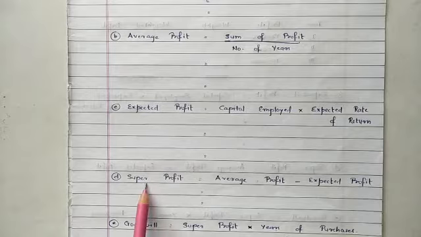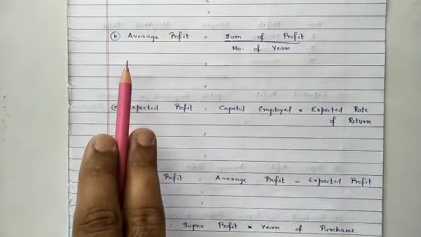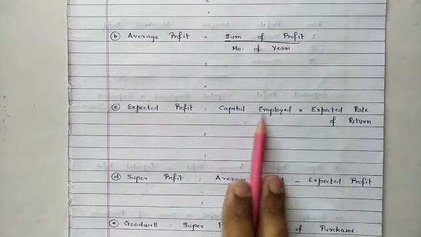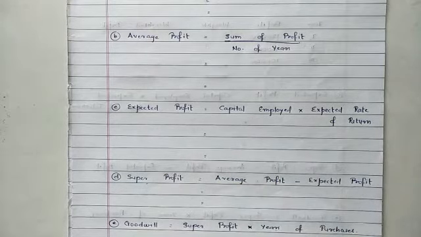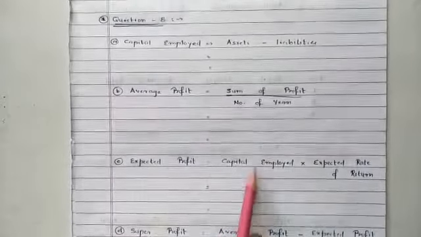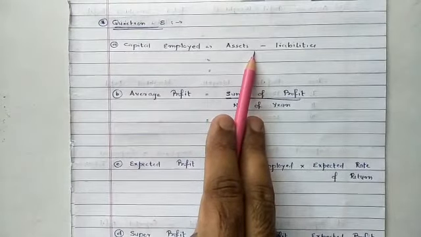How to calculate super profit? It is equal to average profit minus expected profit. Average profit can be calculated by simple average or weighted average profit method, that depends upon the method. And expected profit is based on capital employed, so capital employed into expected rate of return has to be applied. Now for that, capital employed is required. So how to calculate capital employed? It is equal to assets minus liabilities, or capital plus reserves minus losses.